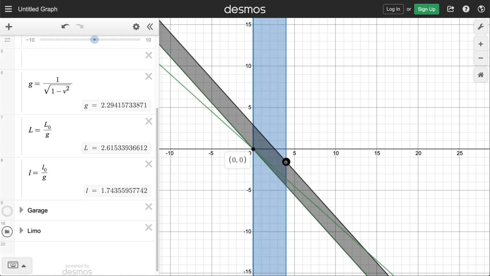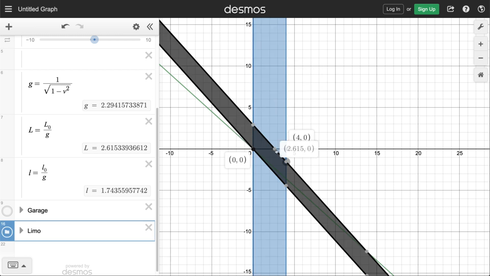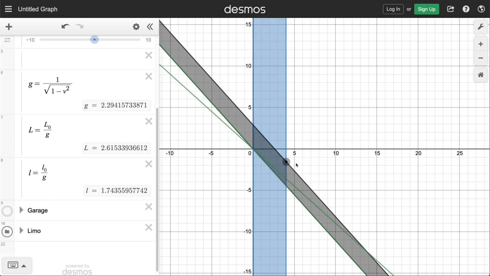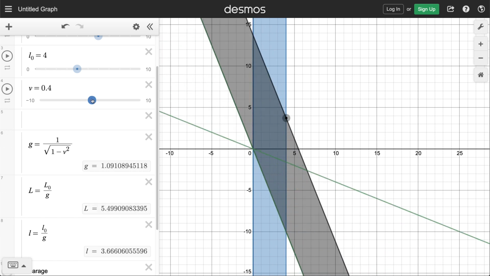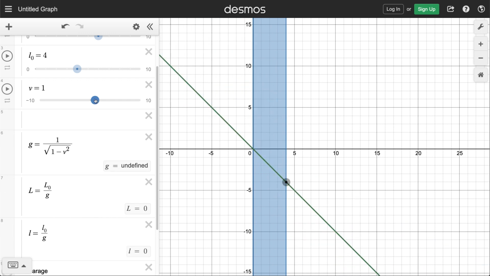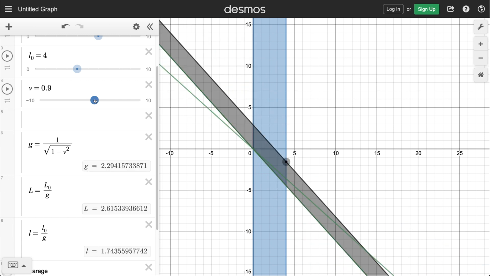So the back of the garage and the front of the limo actually come into contact before the rear of the limo passes the back of the garage. So the simultaneity has been broken, and you can see that happens when you increase the v. So here's the events being time-like, and here's the events being space-like.